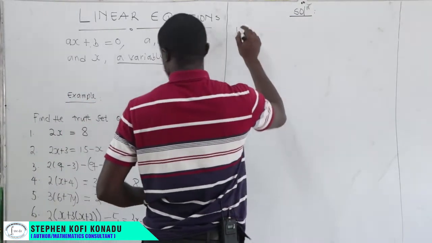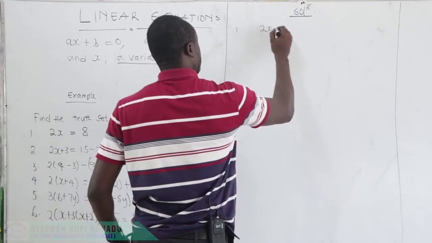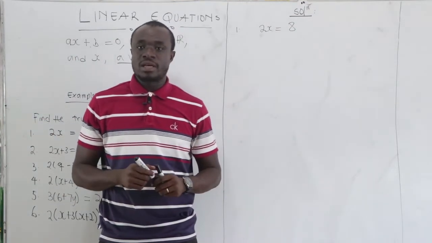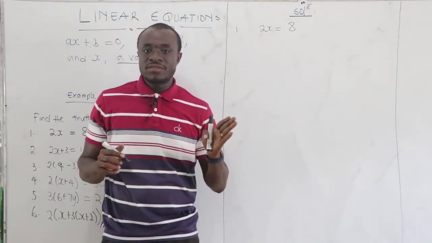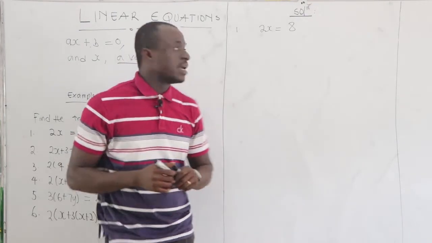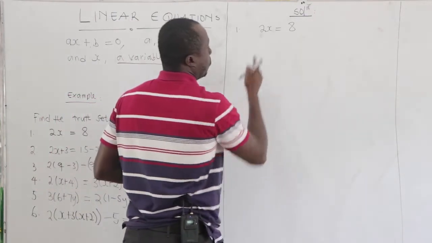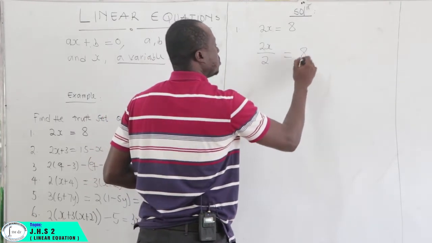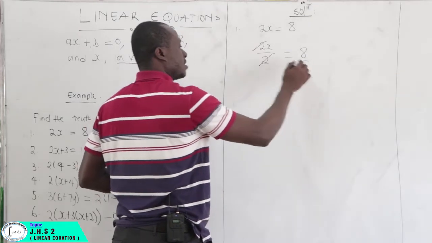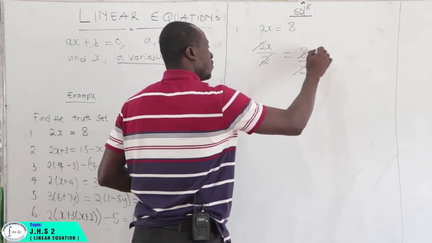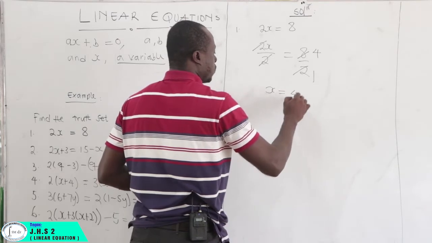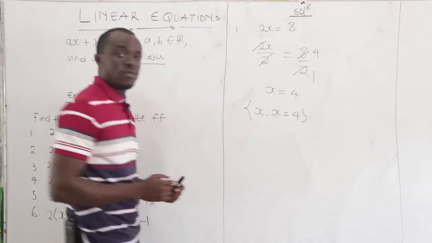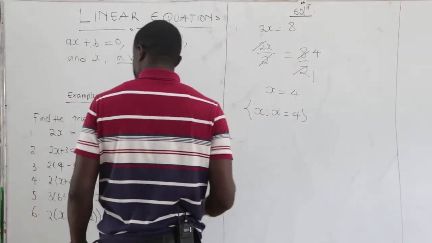So the first one, we have 2x equal to 8. We want to find x. Now, what is multiplying the x? So we divide both the left and the right hand side by what is multiplying the x. In this case, 2x all over 2 equal to 8 all over 2. This cancels this, this will go here 1, this will go here 4. So we have x equal to 4. So the truth set is x such that x is equal to 4. That is so trivial.